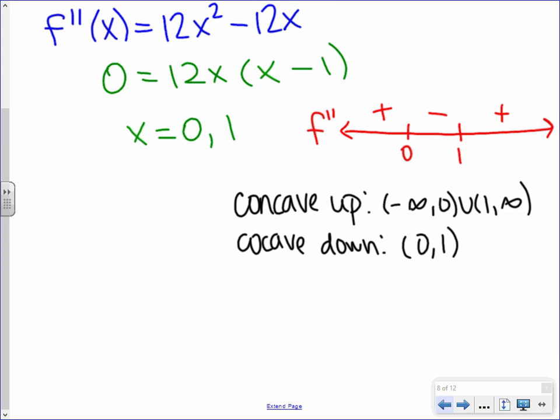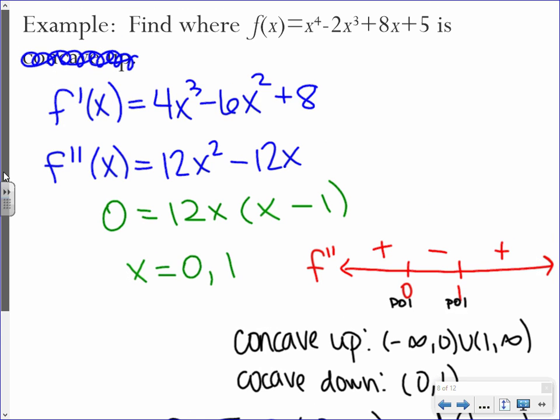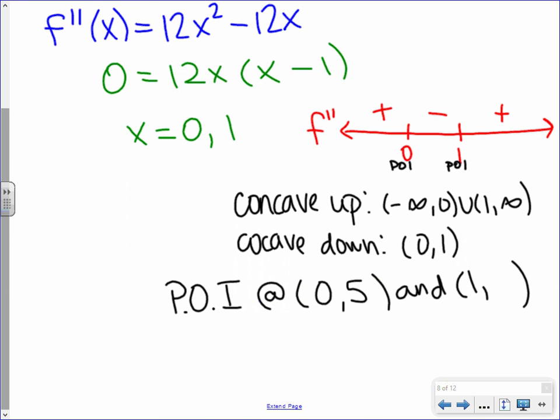How many points of inflection do we have? 2. There are 2 times where our second derivative changes sign. So we have points of inflection at x equals 0 and x equals 1. To find those coordinates, where do we plug 0 and 1 into? The original. So when we plug in 0, we get 5. What do we get when we plug in 1? 11? Oh, wait.